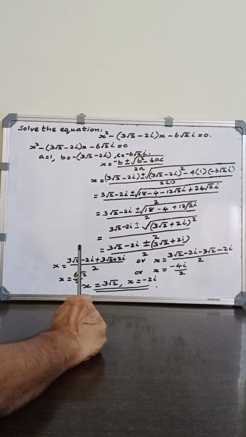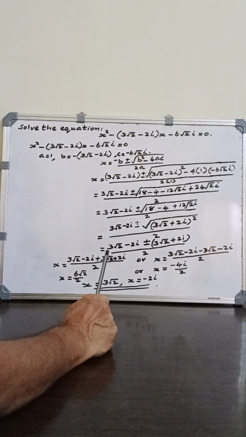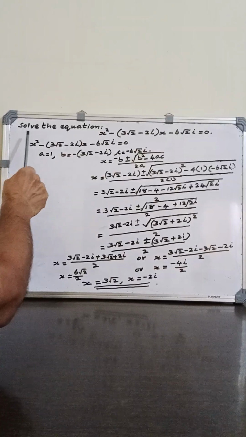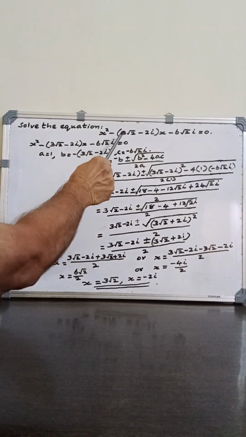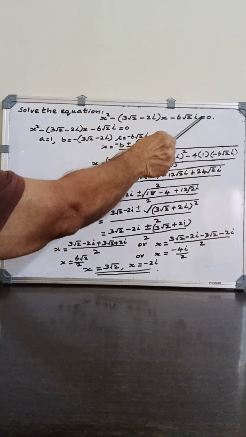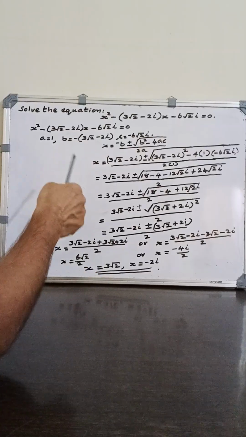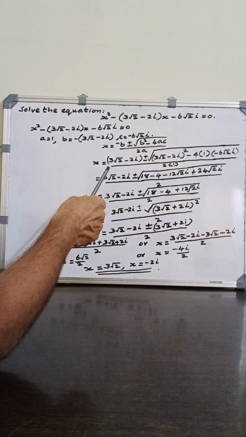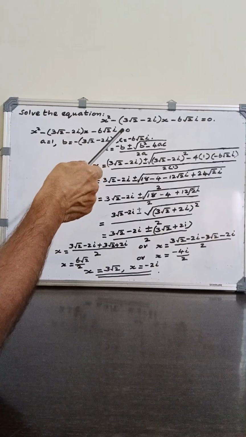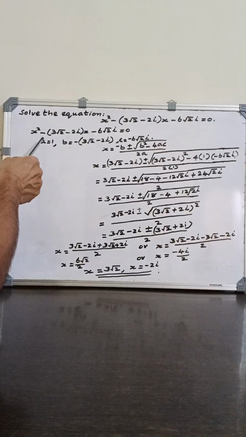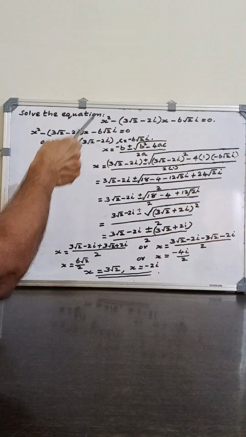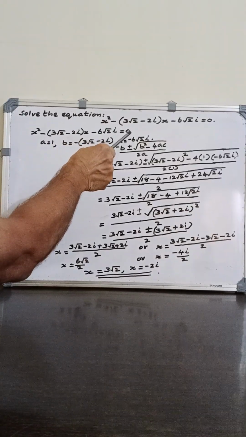We are discussing questions of quadratic equations in 11th standard mathematics. Solve the equation x squared minus (3 root 2 minus 2i) x minus 6 root 2i equals 0. This question is related with the complex numbers. Here the coefficients and the terms are complex numbers. x squared minus (3 root 2 minus 2i) x minus 6 root 2i equals 0.